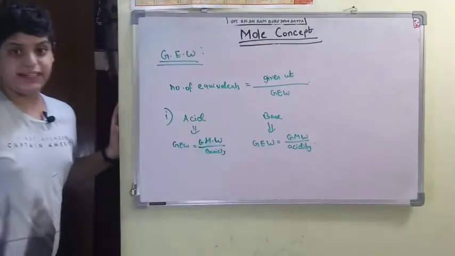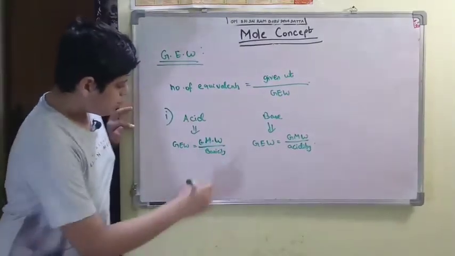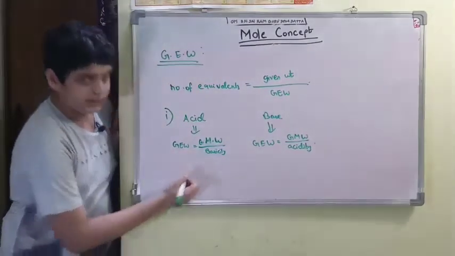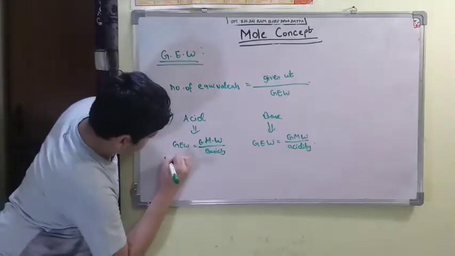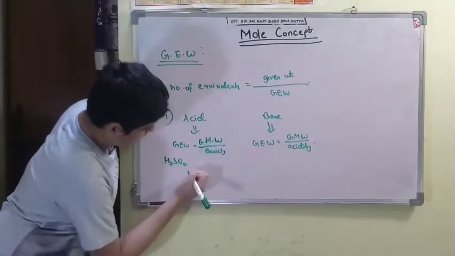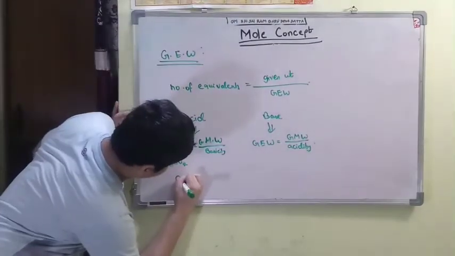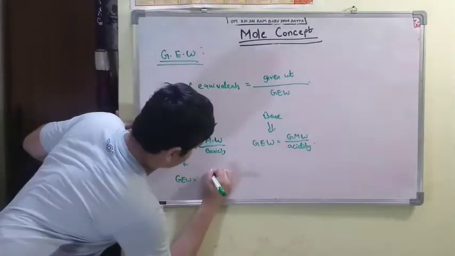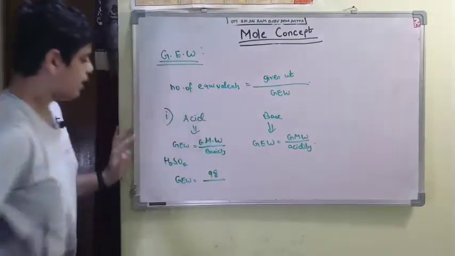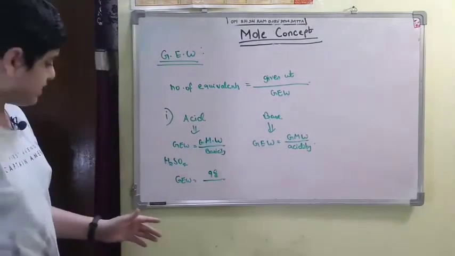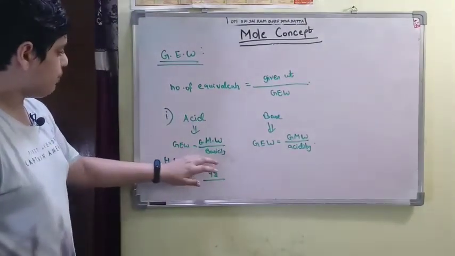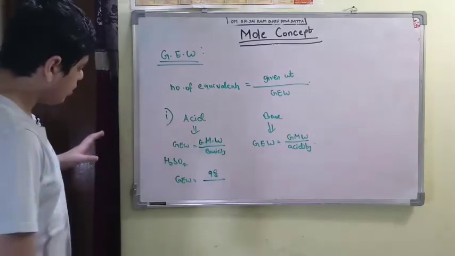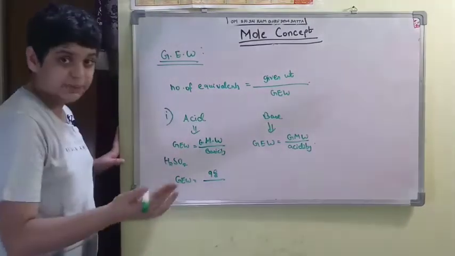So what is acidity and basicity? Let us find out. For example, an acid is given like H2SO4. This is sulfuric acid. The gram molecular weight of sulfuric acid is 98 grams, divided by basicity. So what is basicity? Basicity is the number of replaceable hydrogens in an acid. Here there are two hydrogens which can be replaced.